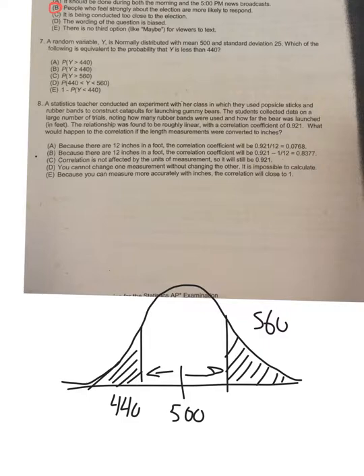Let's go to number 8. Okay, so there's a correlation, number of rubber bands versus distance, and the relationship between that distance and the number of rubber bands is not going to change. It's still the same distance no matter how you measure it. So whether they measure it in centimeters or inches is not going to affect anything. So the answer is C.